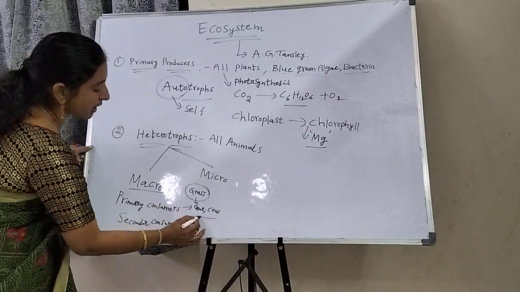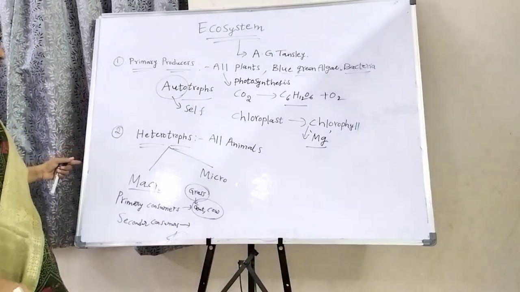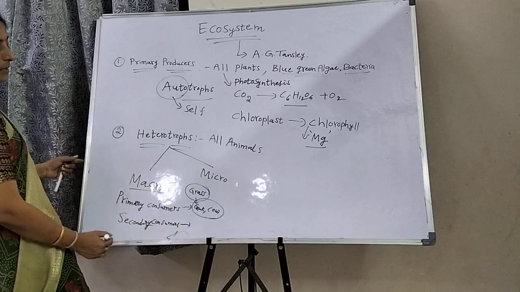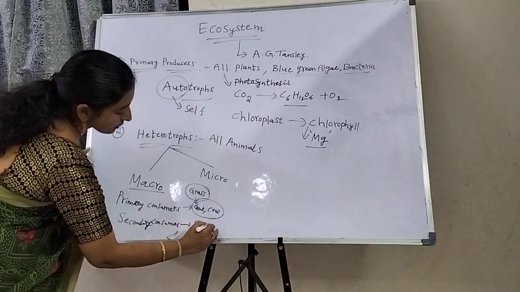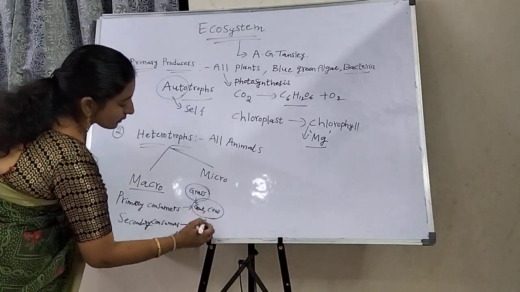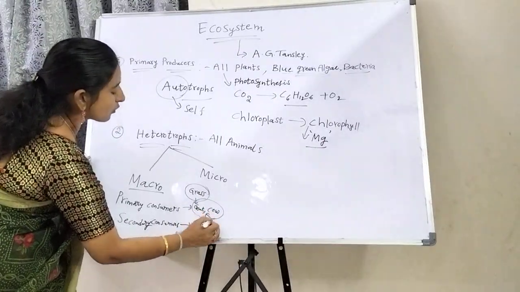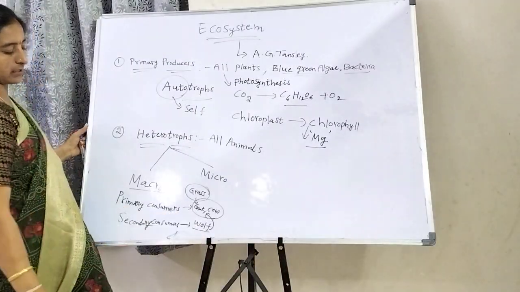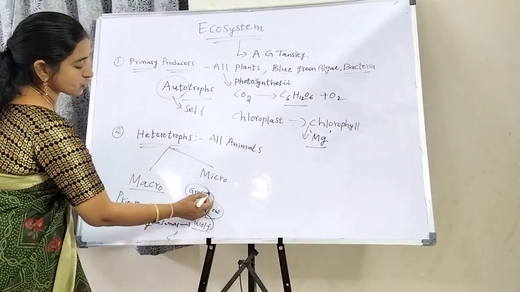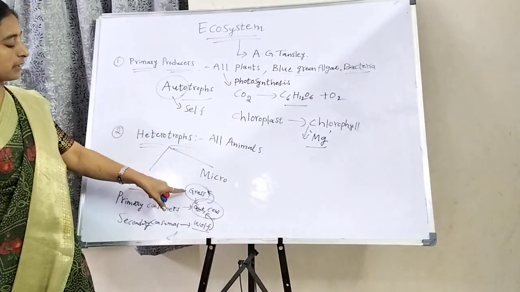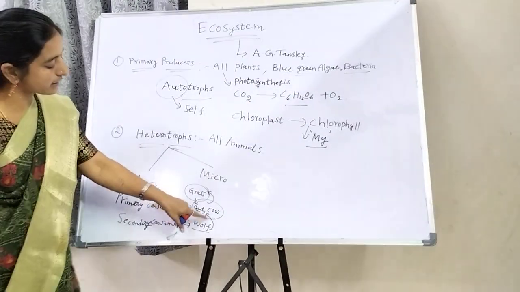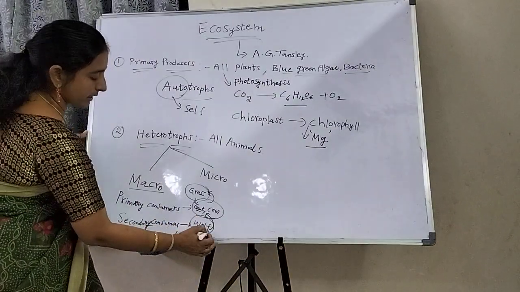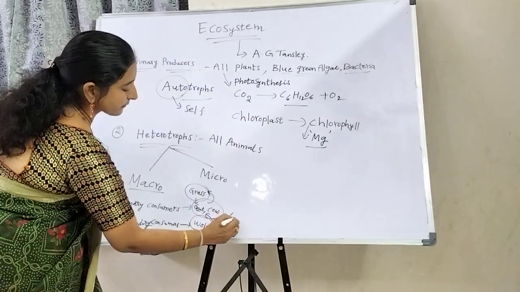Secondary consumers, which are eaten. So that means secondary consumers are the wolf. The goat is eaten by the wolf, so that's why they are secondary consumers. The goat is the primary consumer. So grass is eaten by goat, goat is eaten by wolf. Secondary consumers. Next, the wolf is also eaten by the lion.